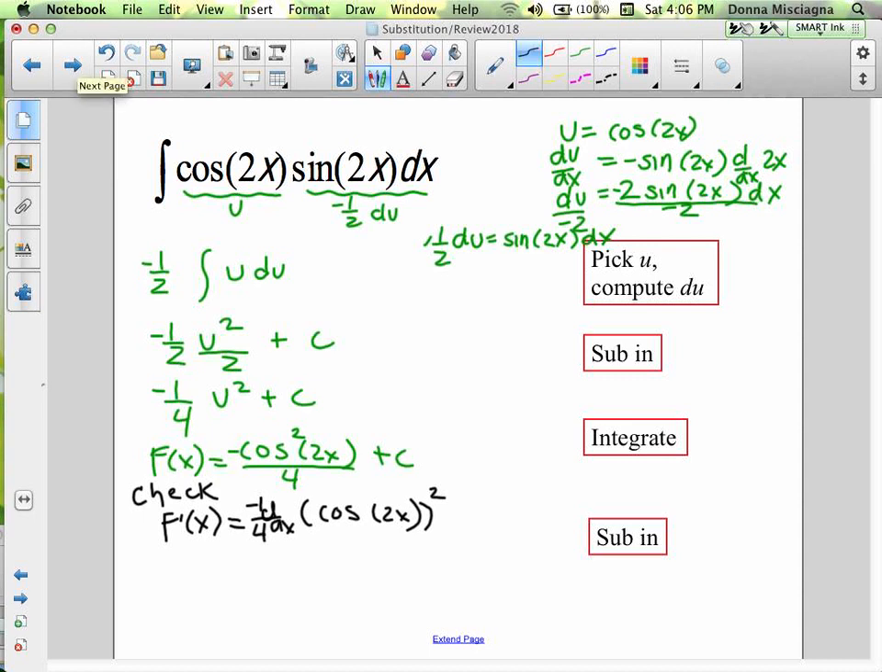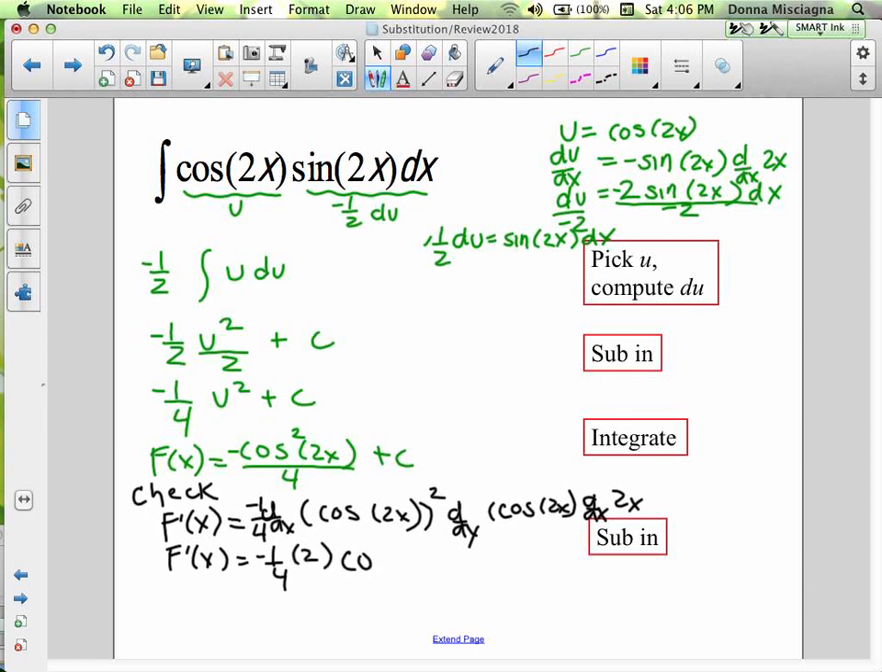Times the derivative of the BLOP, so that would be the derivative of cosine 2x times the derivative of the 2x part. So this is a chain within a chain within a chain. So f prime of x equals negative 1/4 times the derivative of BLOP squared, which is 2 BLOP.